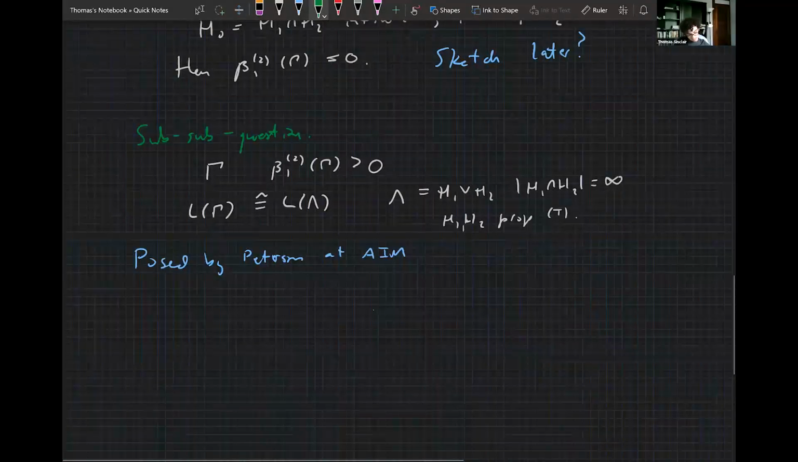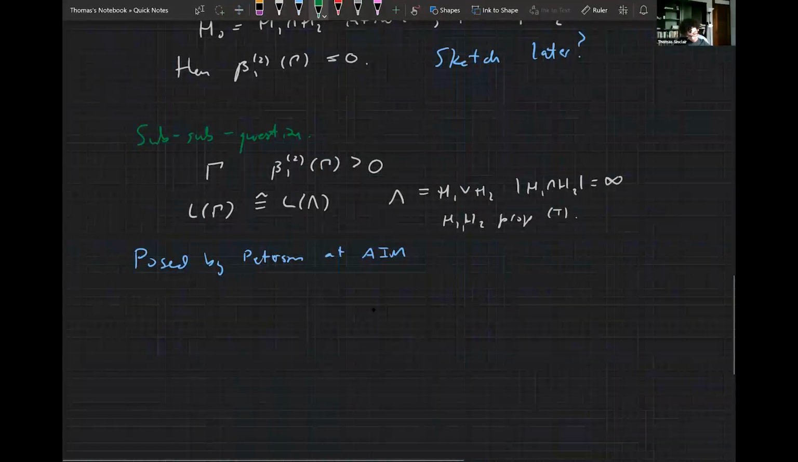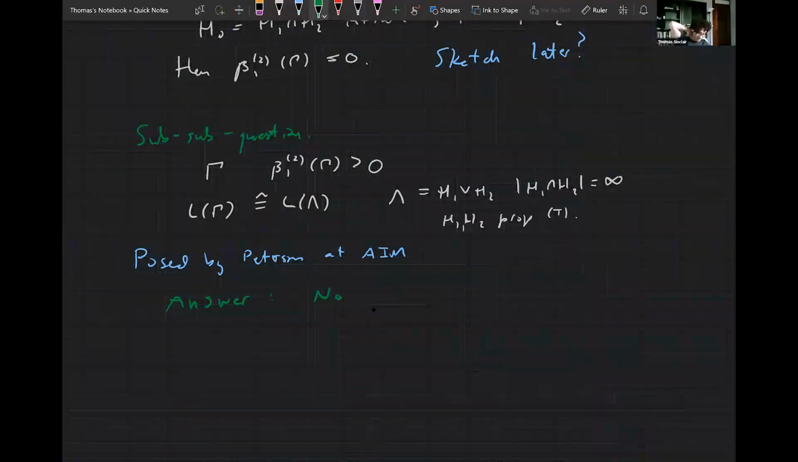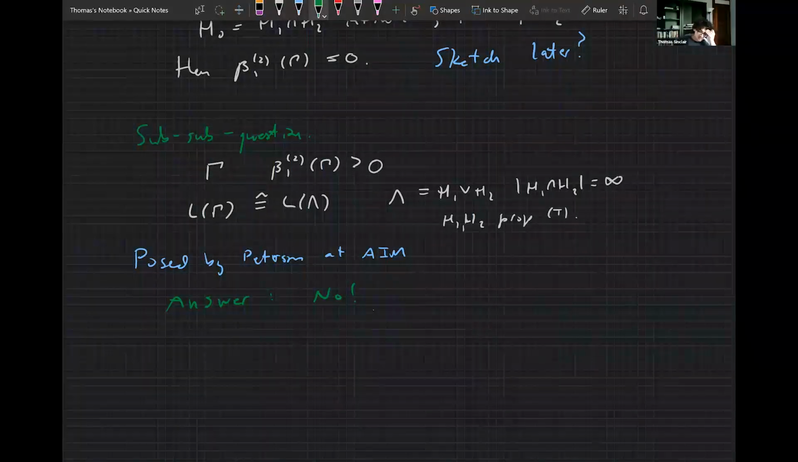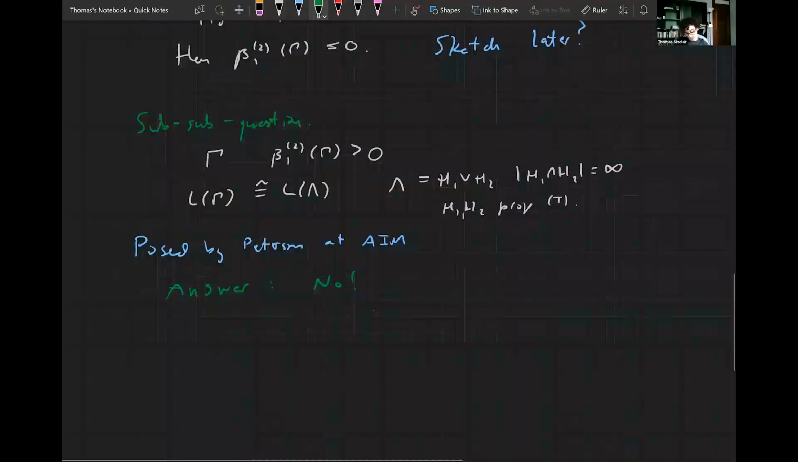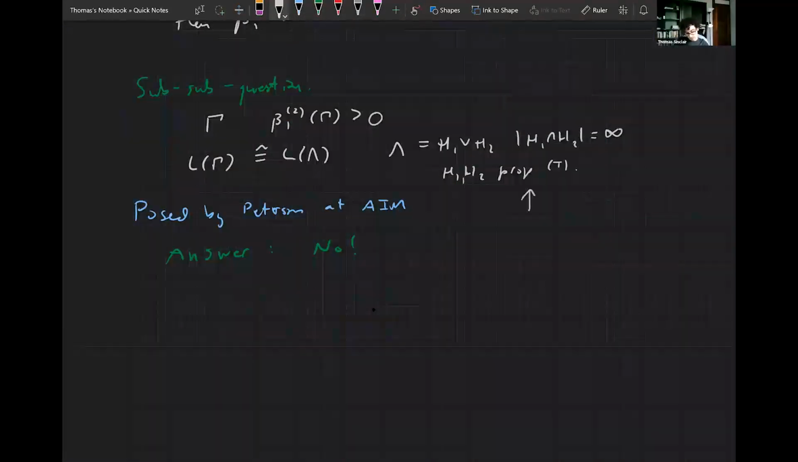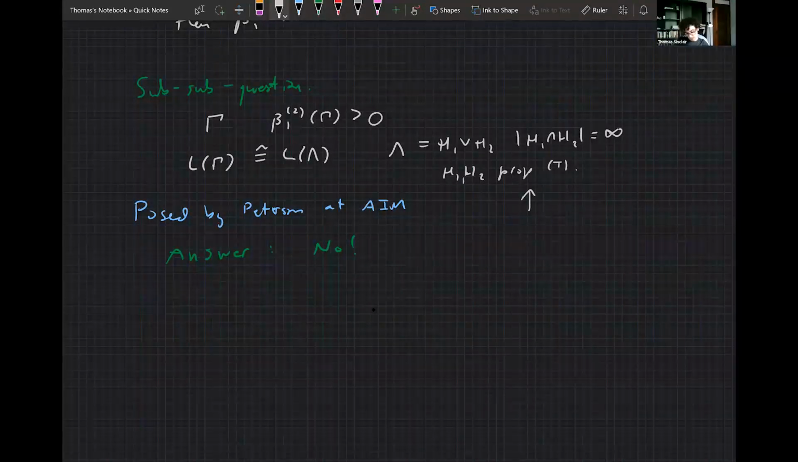So the answer is no. This cannot happen. Okay, so this is some, at least, and property T here is not super essential. You can just replace that with each of the Betti numbers vanishing. I just wanted to write the question as Jesse posed it.